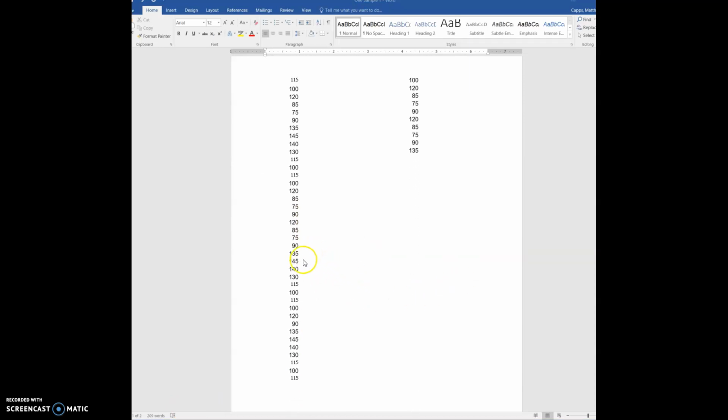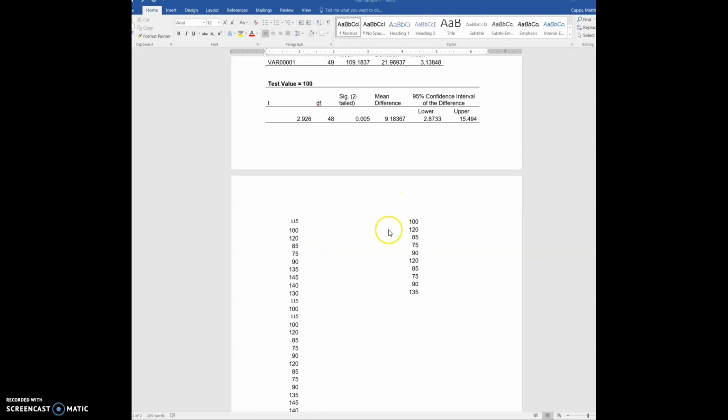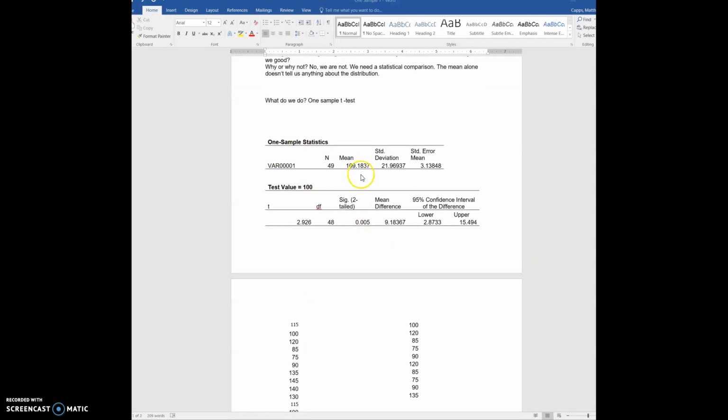So here's all of our scores for our students. And when you run the test, it will kick out some information. So our variable is the IQ score. We have 49 scores. Their average was 109.1837. And this is the standard deviation. So that would tell us that 68% of the students are somewhere between 130 points and whatever that is, 109 minus 21. So that is 88. Is that right? I think that's right, 88.